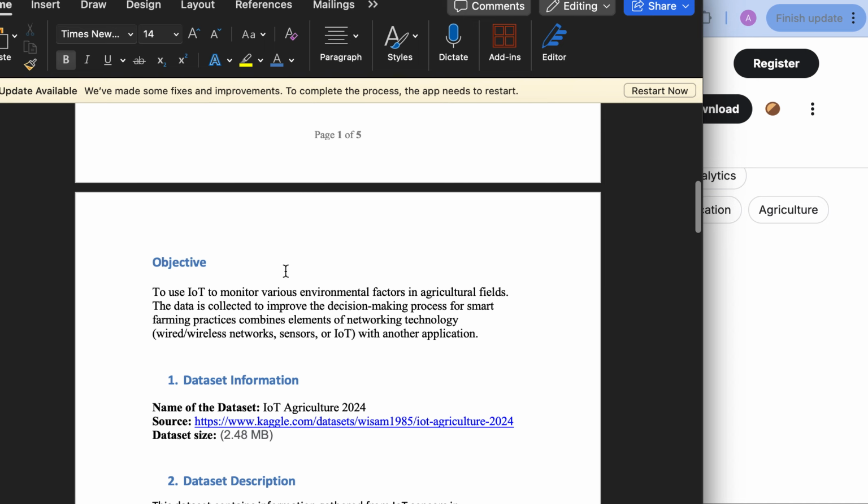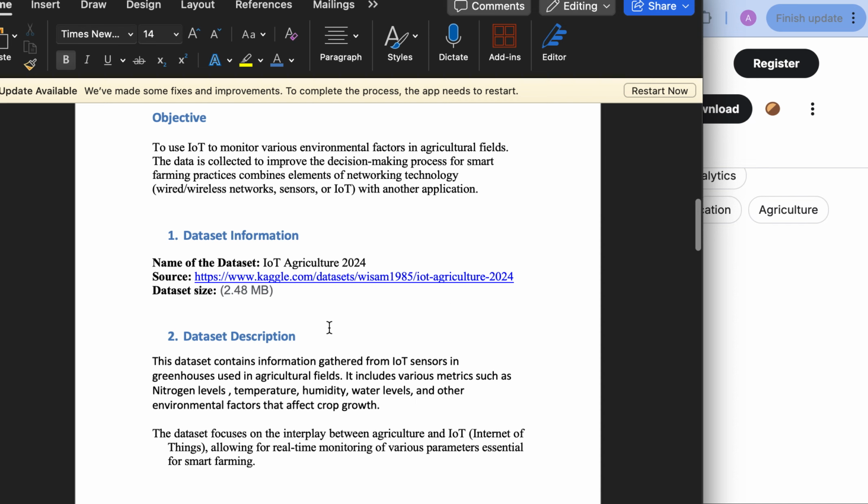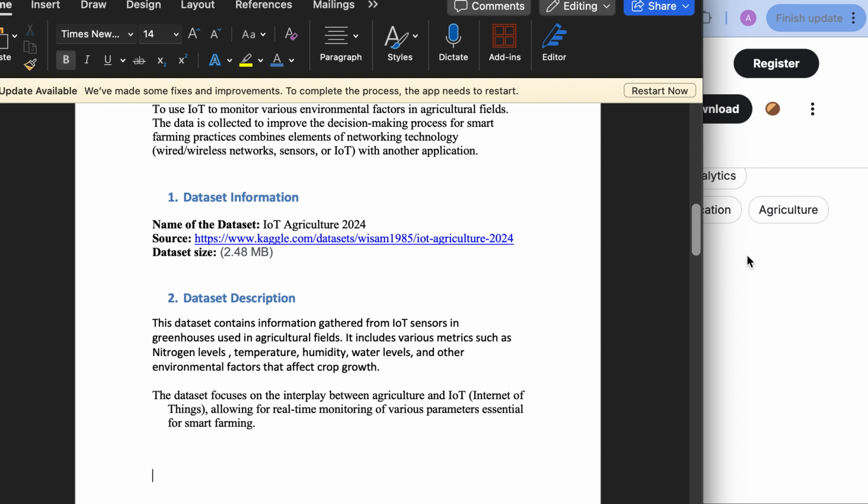The objective of this dataset was to use Internet of Things to monitor various environmental factors in agriculture fields. The data were collected to improve decision making for smart farming practices, combining elements of networking technology such as networks, wired and wireless, and sensors, also Internet of Things, with different applications. There's a reference of the dataset, the one I got from Kaggle. It's available.